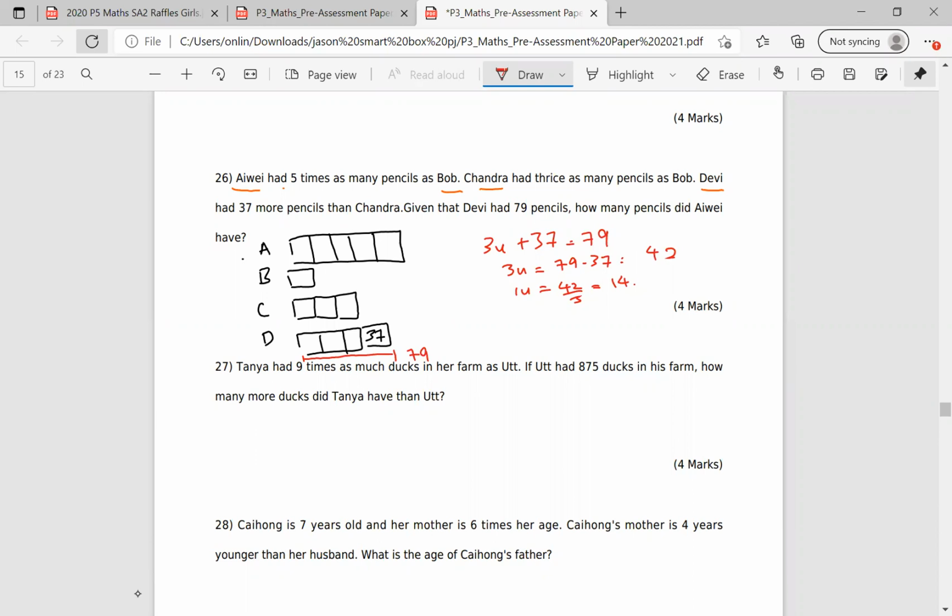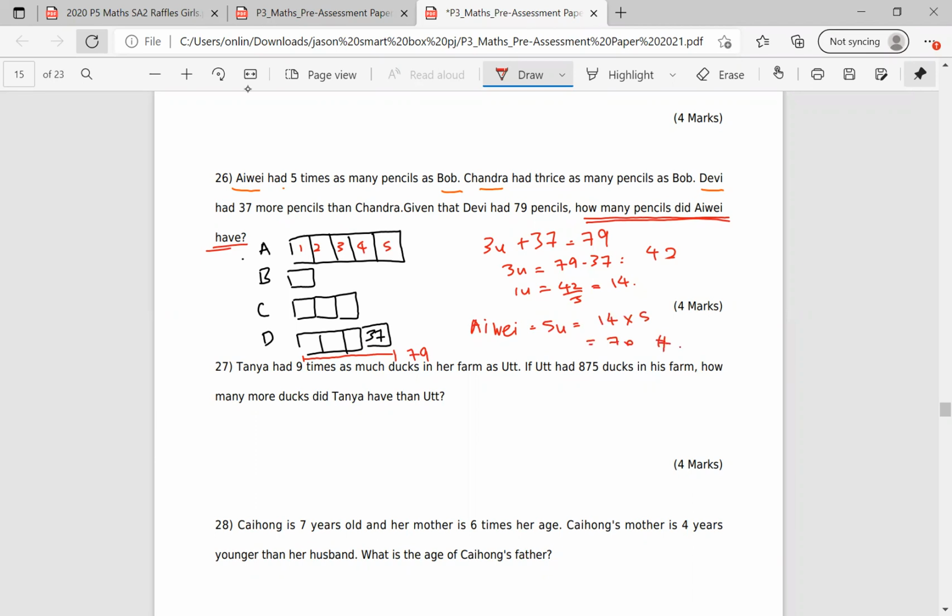So after here we have 14. Then we need to find how much Ai Wei actually has. After 1 unit, it is very simple. Every time after you find 1 unit, go back to the question and read the question. The question says how many units Ai Wei will have. So I go back and I see that he will have 1, 2, 3, 4, 5 units. So I need to find 5 units equals how much, which is 14 times 5, and I will get 70 here.